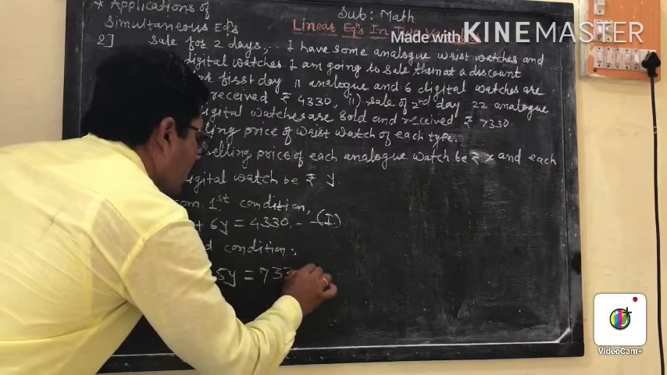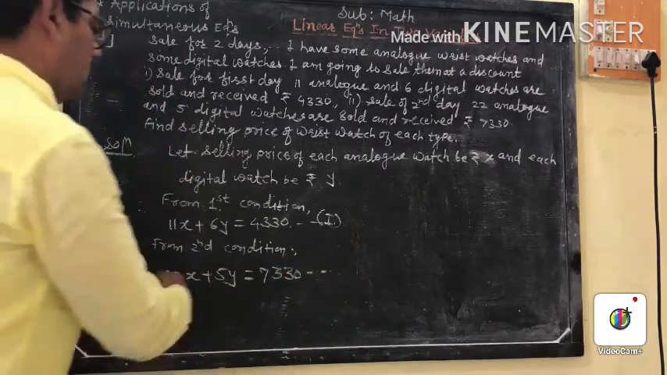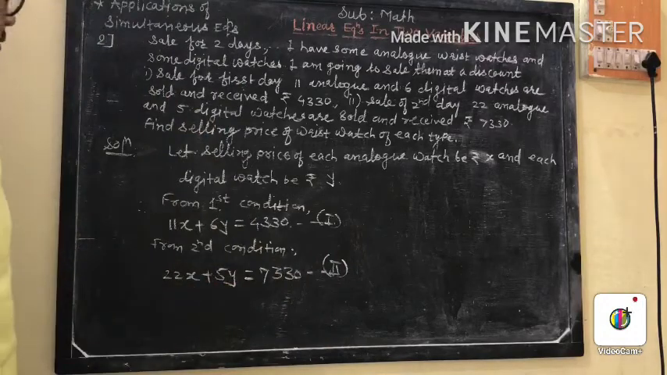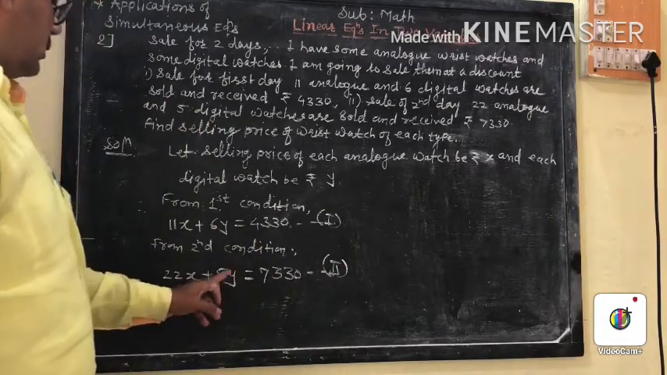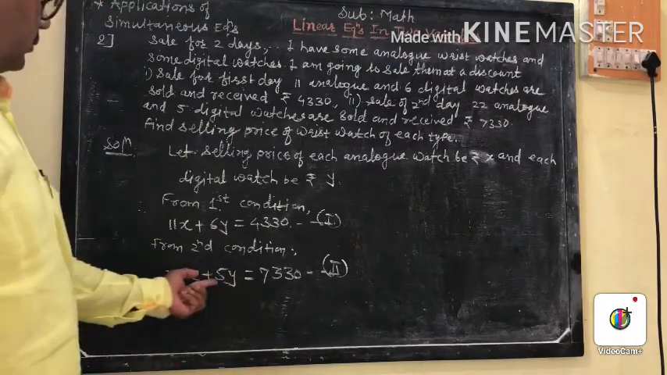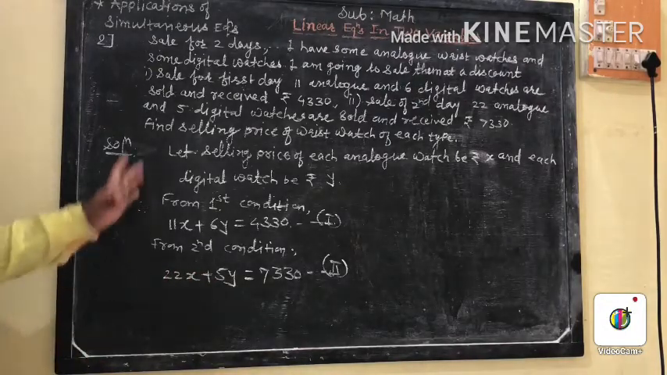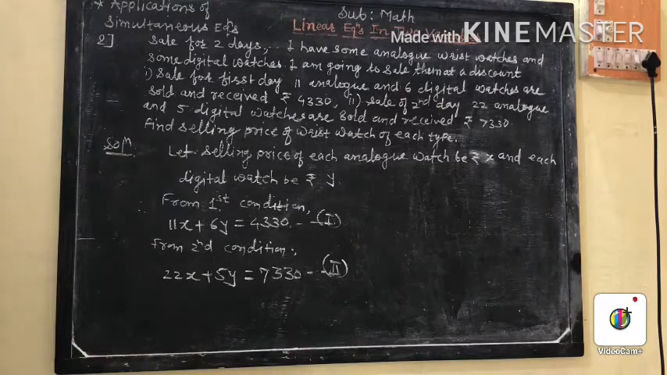7,330 rupees, and this is also the second equation you get here. Here you cannot divide, because 5 is not divisible by 22. Okay, now you get the two simultaneous linear equations here.